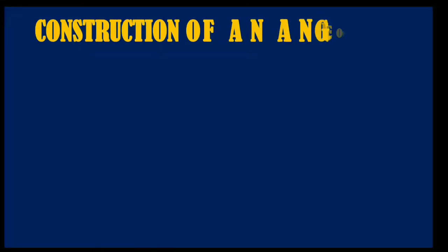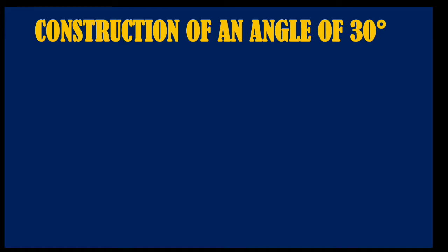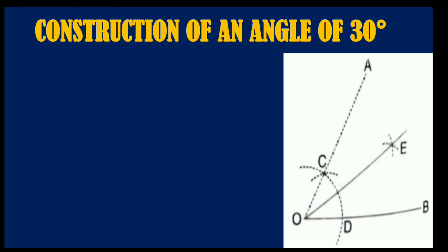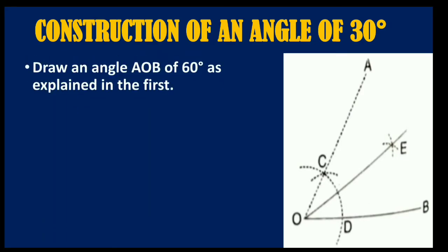Next, constructions of an angle of 30 degree. Now, as you have drawn 60 degree in your previous construction, you will draw accordingly a 60 degree, and as you know, half of 60 degree is 30 degree. So let's see the instructions.